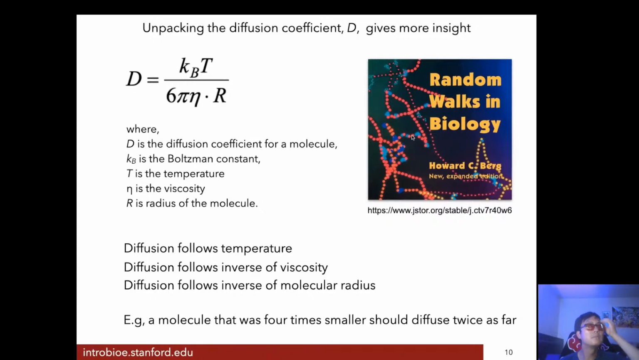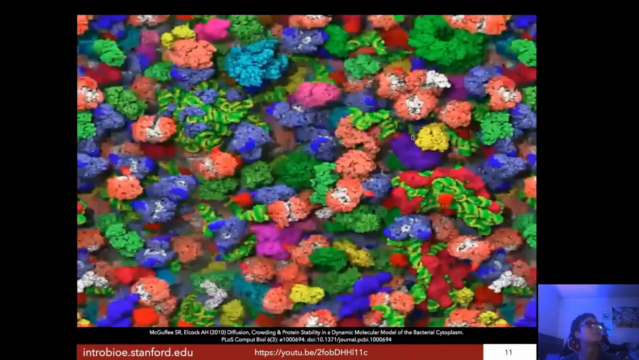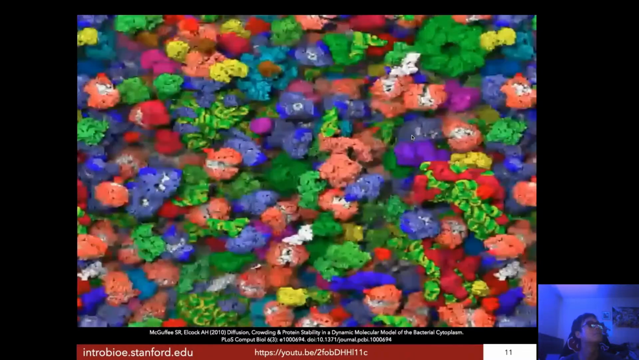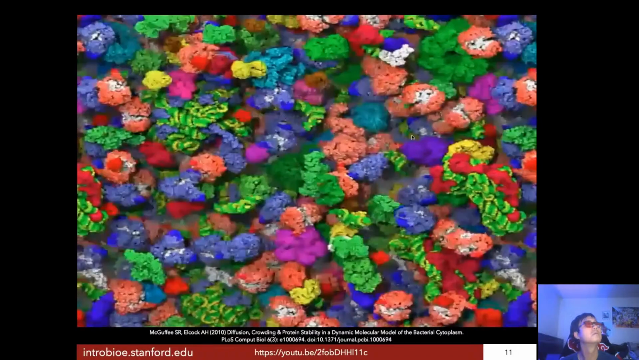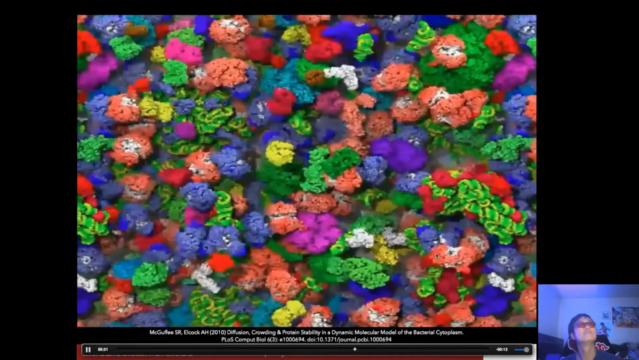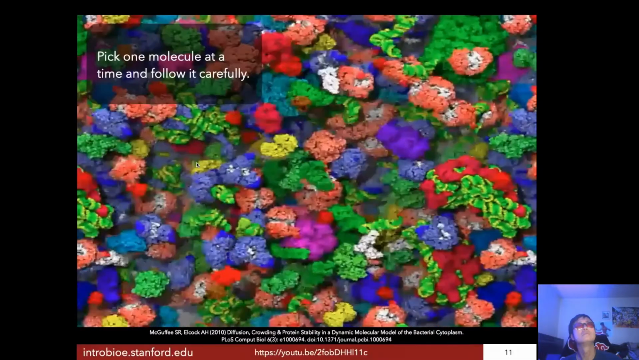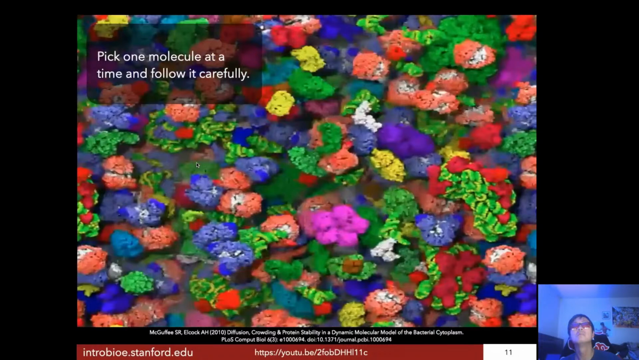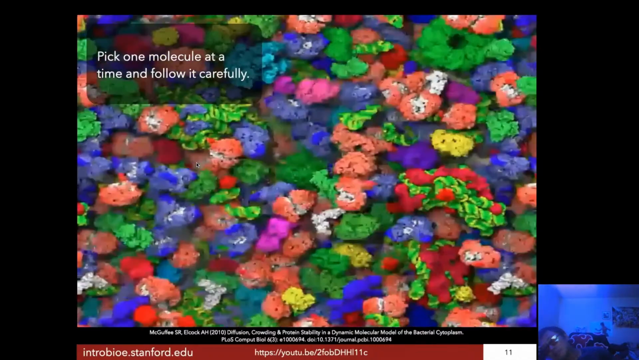Okay. So now we're going to return to something we're familiar with, this representation of molecules jostling around in cytoplasm. And what I want to ask you to do is just pick a molecule. We're going to let this video loop, right? Like let's look at this little red molecule down here. Find the tiniest molecule and just follow it around. Is what we're observing consistent with the framework we've just developed for representing spontaneous diffusion of molecules, Brownian diffusion?